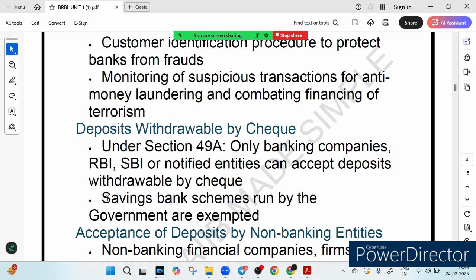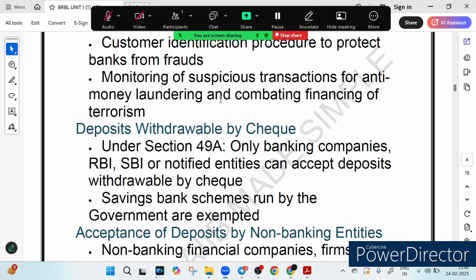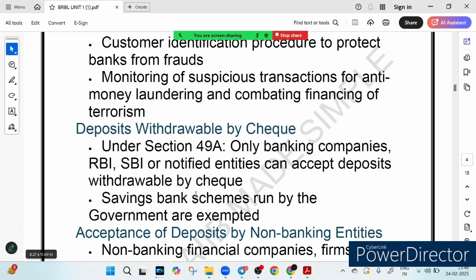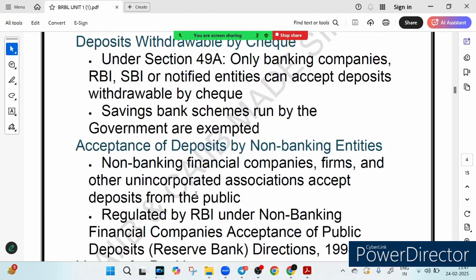Now banks also have a specific rule for withdrawable deposits. According to Section 49A, only certain institutions like a banking company, RBI, SBI or a notified entity can accept deposits that are withdrawable by check. But don't worry, some government-run savings bank schemes are exempt from it, right?